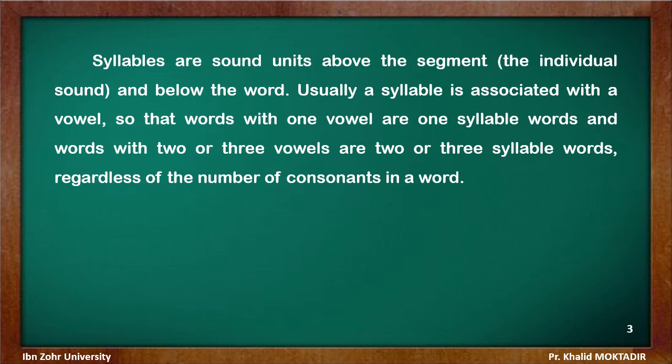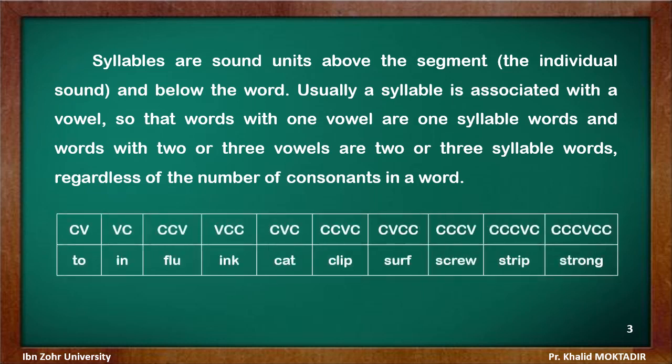Here are some examples to justify this. Look at these examples. We move on from one consonant and one vowel to 5 or more consonants and still one vowel, but in all cases it's still just one syllable. In other words, a syllable is associated with a vowel.